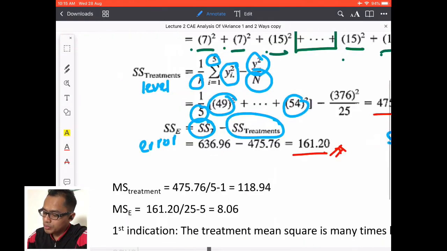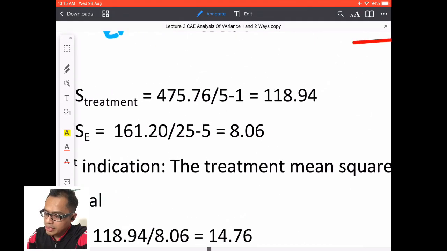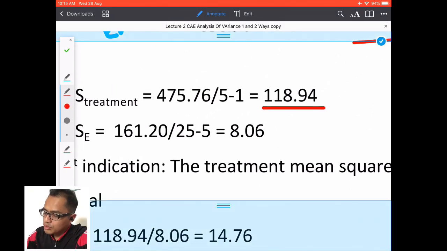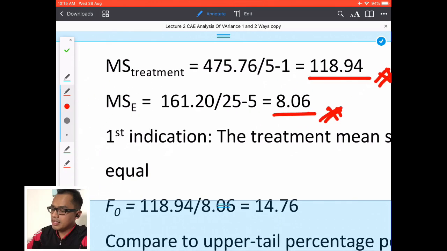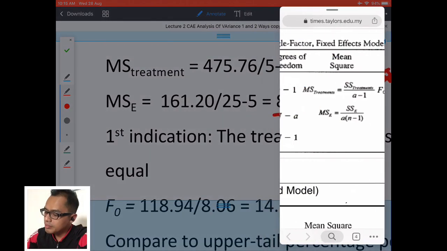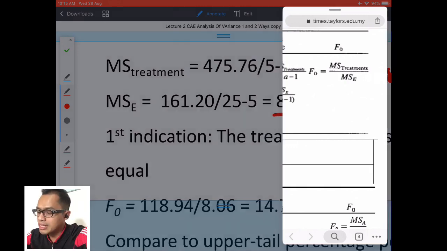Whatever you get between these two, you can see there. For MS treatment, red color, it is 11894. MSE is 8.06. Again, all must be positive and must not be negative. The final calculation will be F0, whereby you have to refer to the table afterwards. MS treatment divided by MS error.